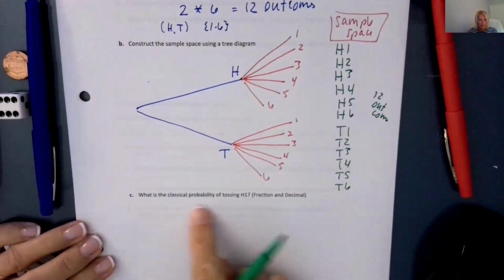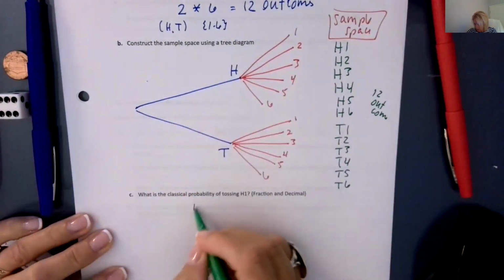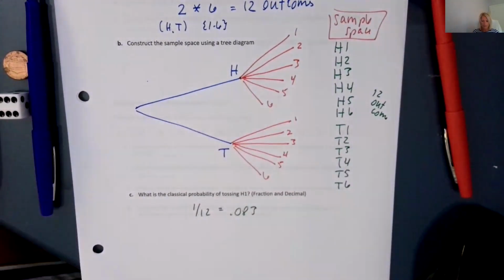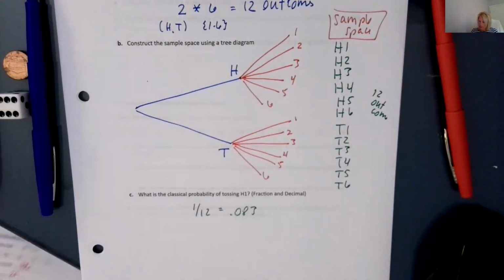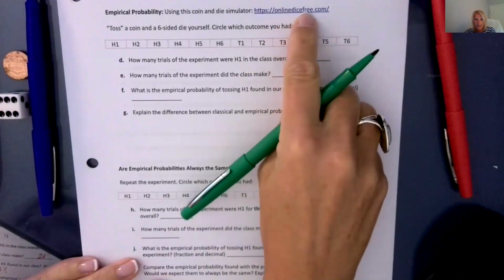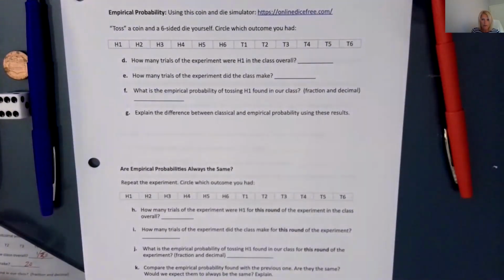It says, what is the classical probability of tossing an H and a 1? So a heads and a 1. That would be 1 out of 12, which is also 0.083. So next up, I'd like you to go to the website onlinedicefree.com. We're going to momentarily look at this and do this experiment together, so we can do our own experiment for some empirical data.